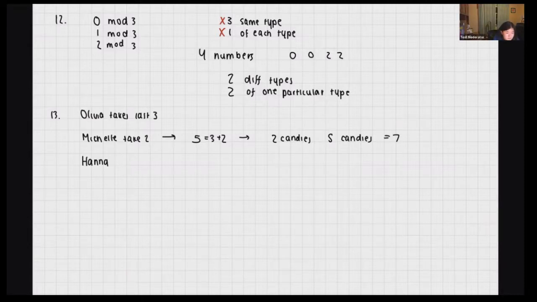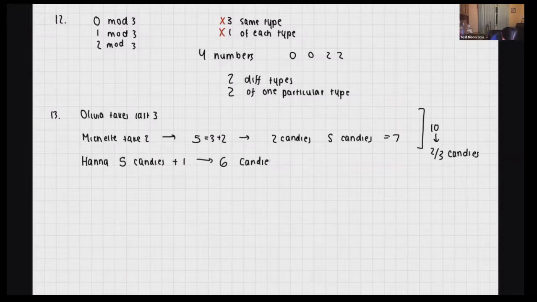And Hannah takes 1 candy along with 1/3 of the remaining candies. So here we have that these 2 combined are 10 candies. So these would be 2/3 of the candies. And therefore 1/3 of the candies that are remaining is 5 candies. And she takes 1 candy before that. So that is 6 candies. So then you just have 10 plus 6 is equal to 16.